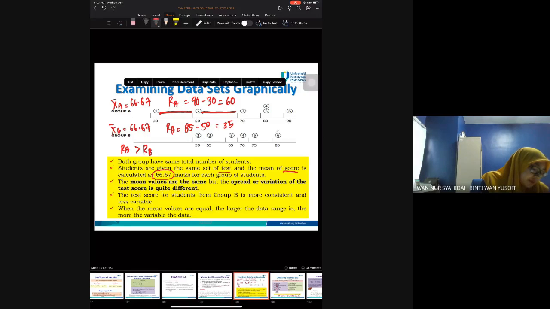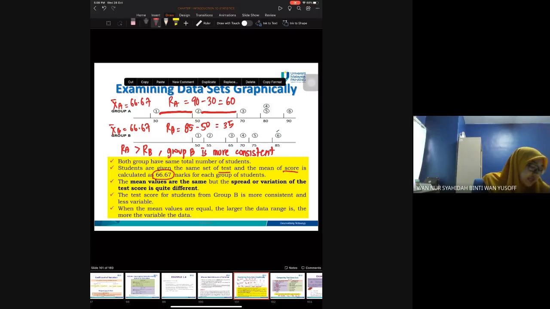Based on the range here, we can write range of A greater than range of B. So it means that group B is more consistent. Because range of A greater than B means that B is less than A, then B is more consistent. The smaller the value, the more consistent the data is.